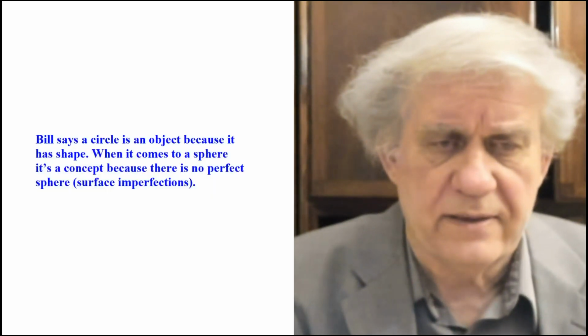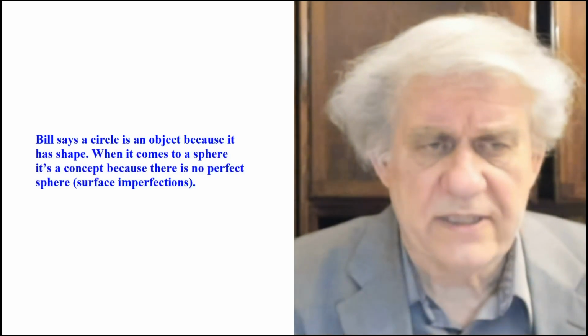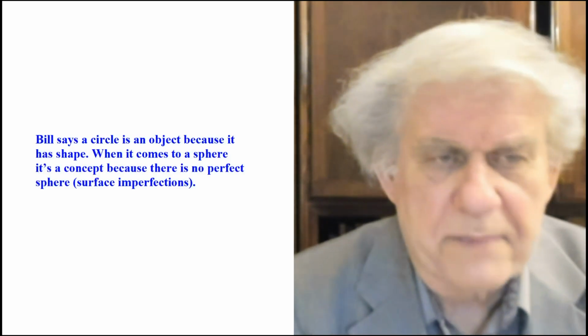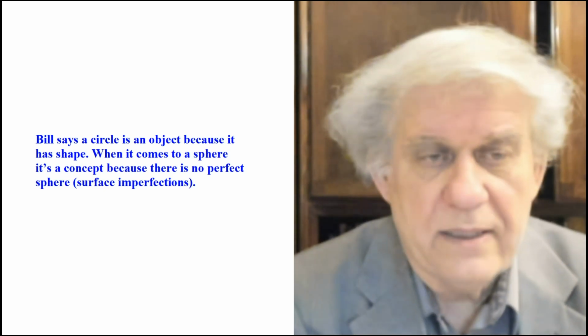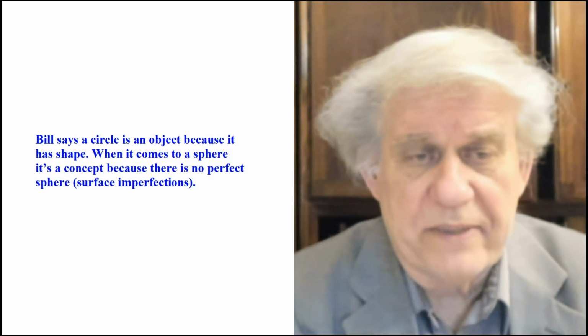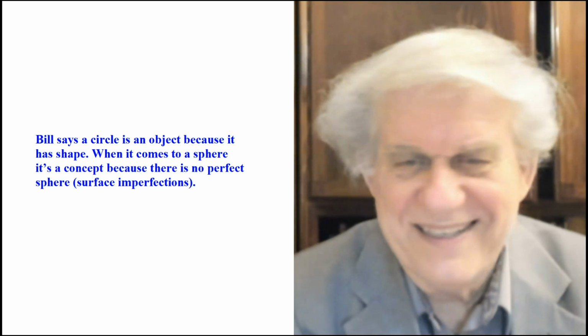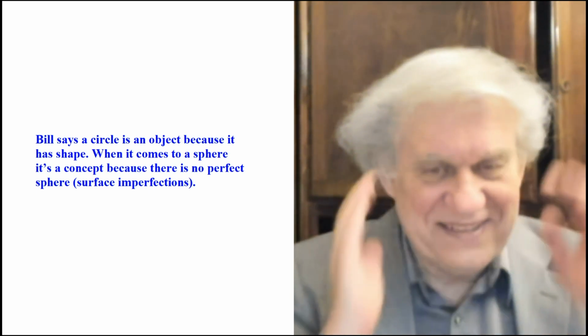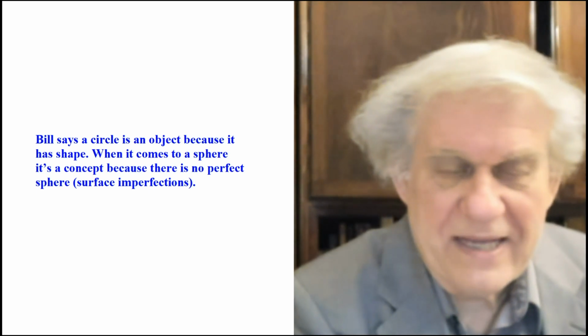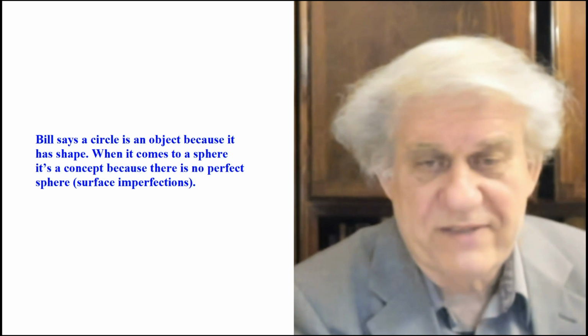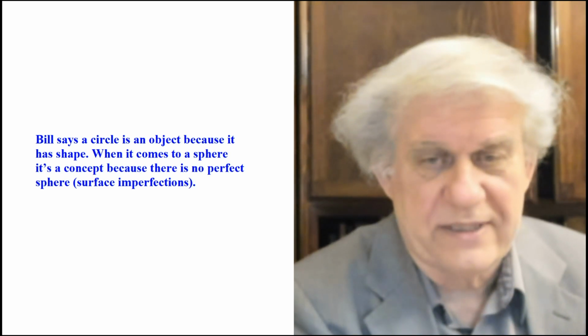Okay. Another fellow says the following with regards to this topic. He says, Bill says, a circle is an object because it has shape. Yeah. When it comes to a sphere, it's a concept because there is no perfect sphere. Poor folks. No, it's got nothing to do with that. Does a sphere have shape? Yeah, it has shape, so a sphere is a physical object.